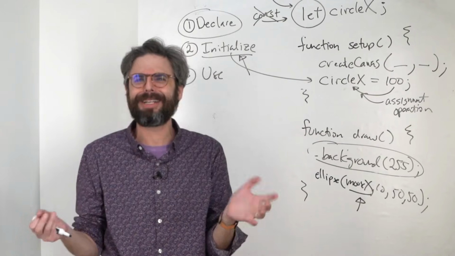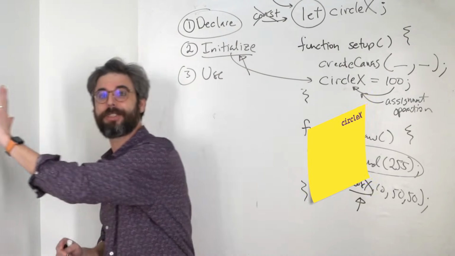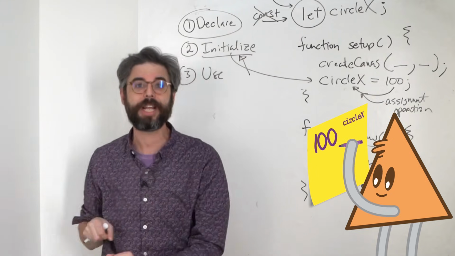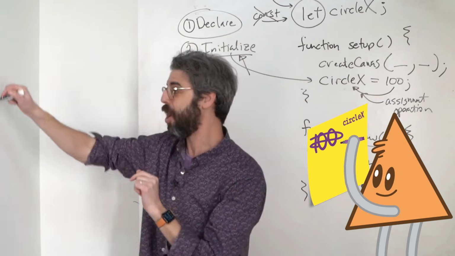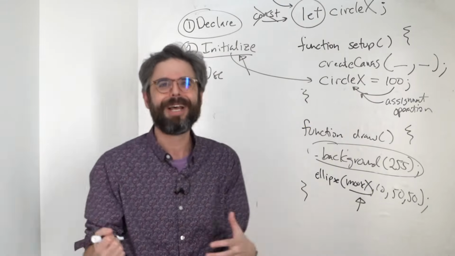Is it a box of chocolates? No. It's like a Post-it note, right? I want to keep track of circle x. I'm going to put this Post-it note on the wall over here. I'm going to write 100 on it. If ever that value changes for circle x, I'll cross it out and write a different number on it. There are lots of metaphors that you could come up with for what a variable is.